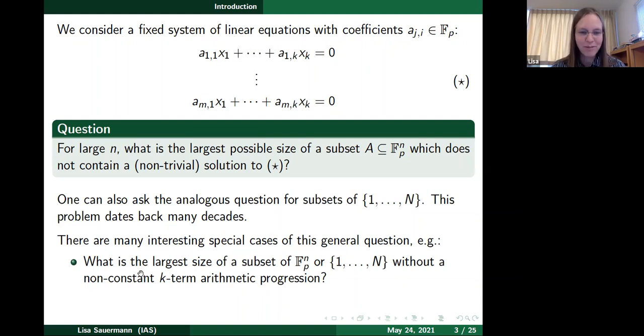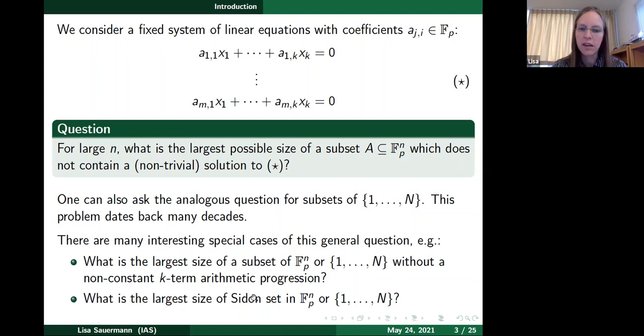And as probably most of you know, this sort of question is one of the most fundamental questions in additive number theory. Another special case that has been studied is: what's the largest size of a cap set in F_p^n or in the integers from 1 to n? There, in order to encode the cap set, we would only need to take one equation and 4 variables. So we could also ask this cap set question in this general framework.